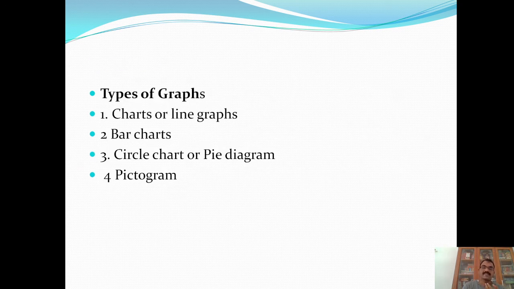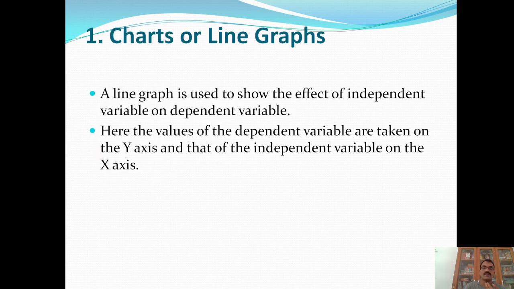Types of graphs. Four types of graphs are there: first, charts or line graphs; second, bar charts; third, circle chart or pie diagram; fourth, pictogram. First one, charts or line graphs.